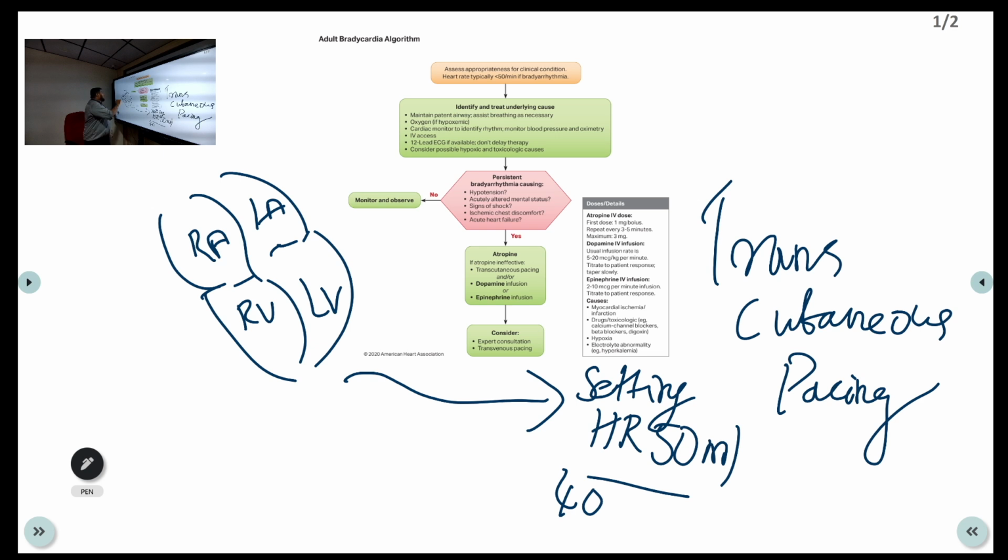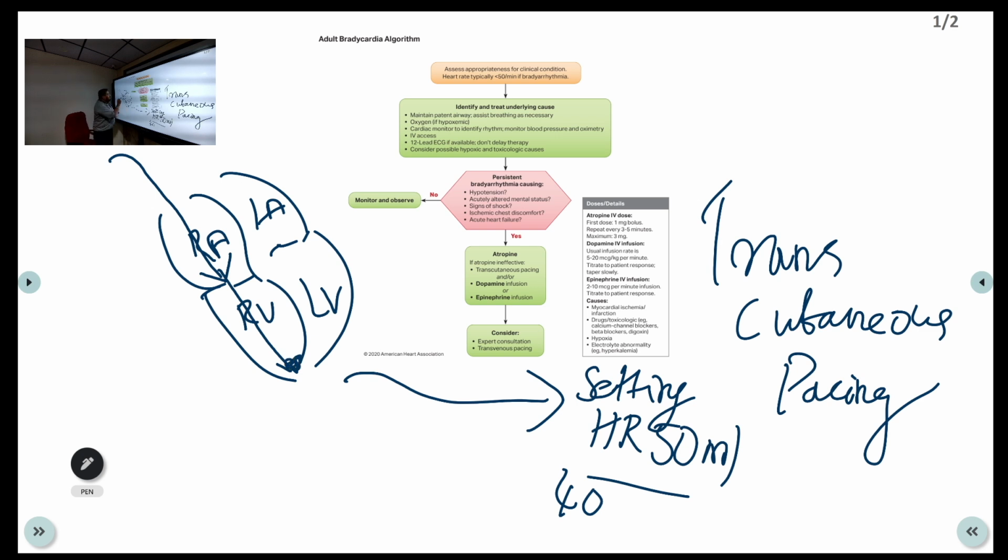Suppose you are passing a catheter through your vena cava, through the internal jugular vein, and you are keeping a lead in the right ventricle. Basically it is a catheter we pass through the internal jugular vein, which goes to the superior vena cava, through the superior vena cava to the right atrium and to the base of the right ventricle. So that lead will go and stay here.